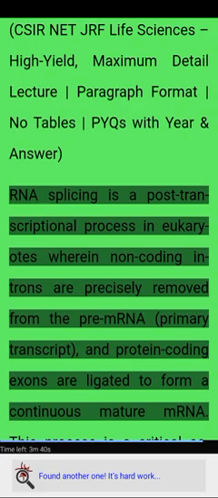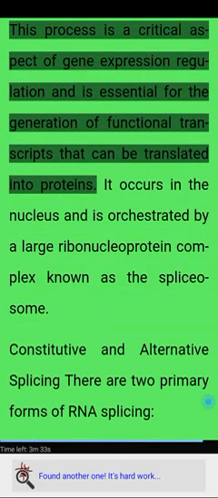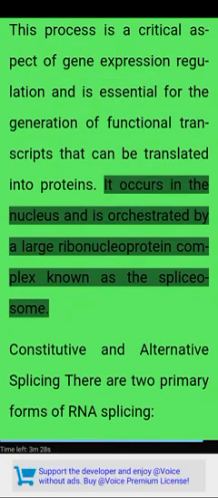and protein-coding exons are ligated to form a continuous mature mRNA. This process is a critical aspect of gene expression regulation and is essential for the generation of functional transcripts that can be translated into proteins. It occurs in the nucleus and is orchestrated by a large ribonucleoprotein complex known as the spliceosome.